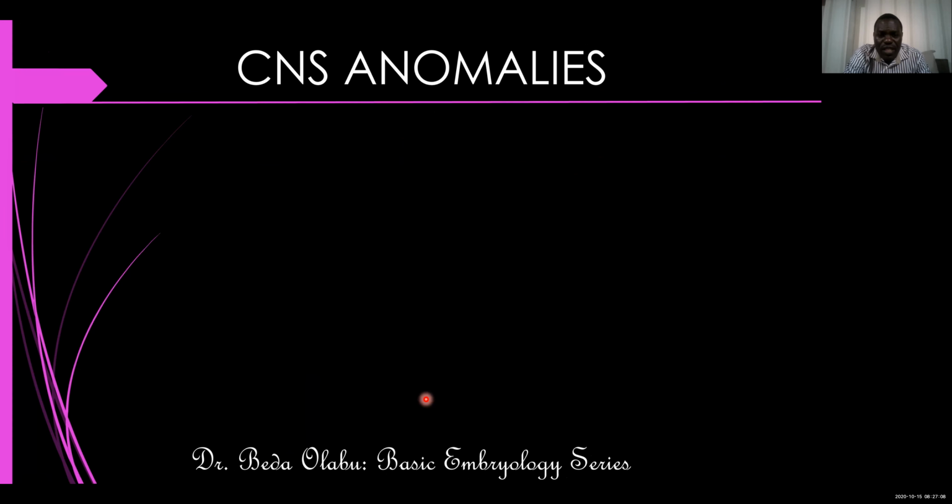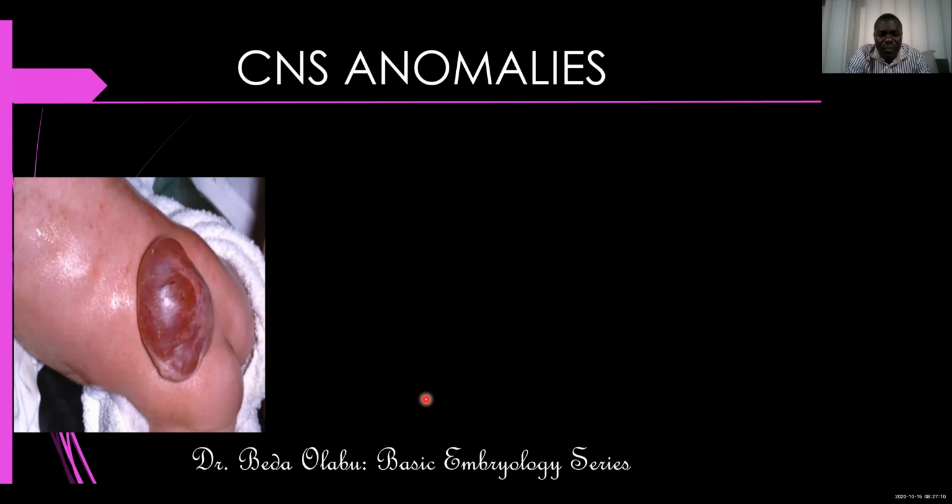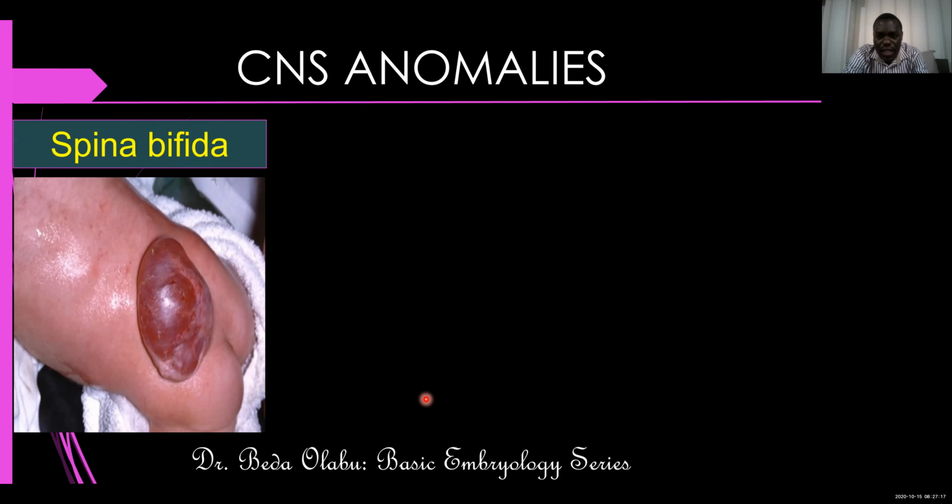You can have abnormalities that affect the central nervous system. The ones I asked you about earlier are the neural tube defects. An example of neural tube defects is the one projected there, the spina bifida. This is the cystic type. And you want to see what is within the cyst. So this could be the meningocele or myelomeningocele.